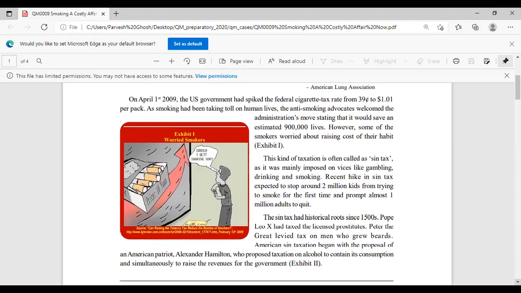On April 1st, what happened? The US government spiked the federal cigarette tax rate from 39 cents to $1.01, more than double, per pack. As smoking had been taking a toll on human lives, the anti-smoking advocates were very happy. They welcomed the administration's move, stating that it would save an estimated 9 lakh lives. See, such a good initiative by the government.